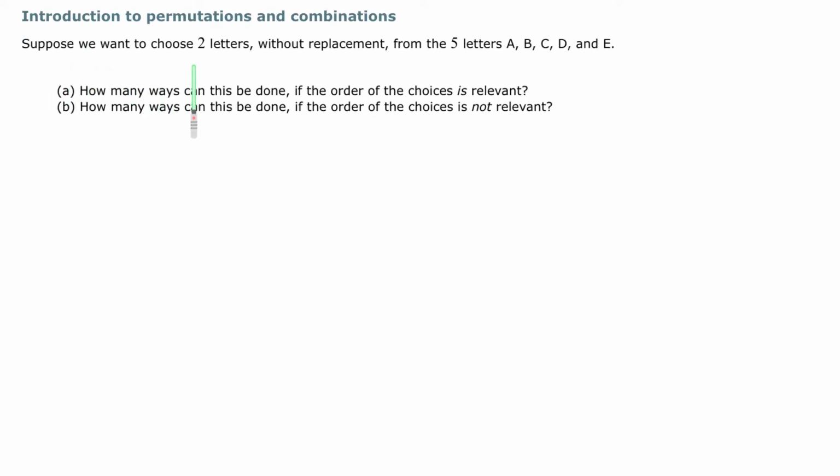Suppose we want to choose 2 letters without replacement from the 5 letters A, B, C, D, and E. How many ways can this be done if the order of the choices is relevant? Relevant. That means what we want to do is count the possible orderings. That means we want to count that the order does matter.